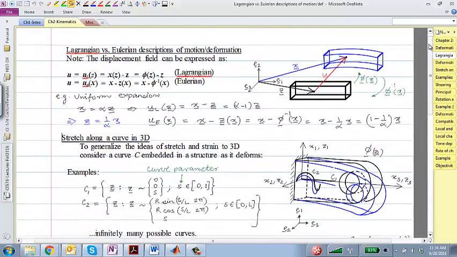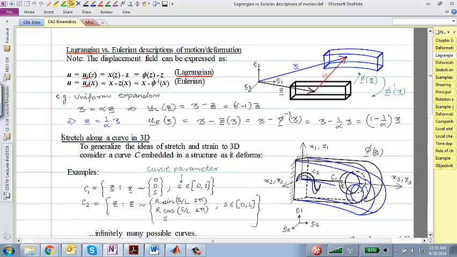Then we started to look at, now that we have this 2D or 3D deformation map, how do we generalize the concept of strain from our 1D understanding of delta L over L to something that works for arbitrary shaped bodies and in arbitrary directions. So we said, okay, since we understand the 1D concept of strain and stretch, we will try to generalize that 1D concept by imagining 1D objects within our 3D body. What are those 1D objects?